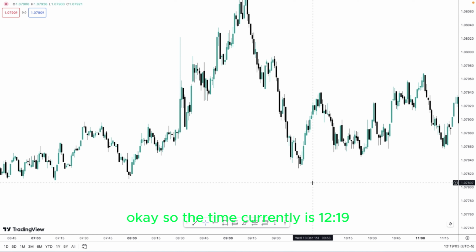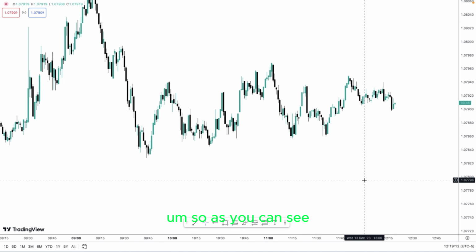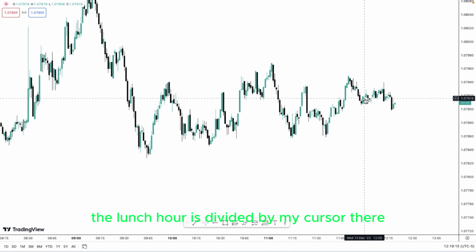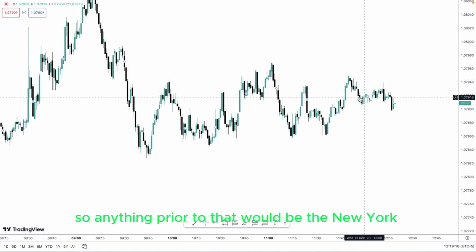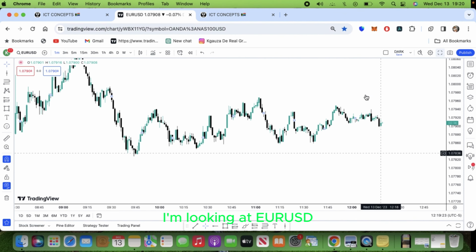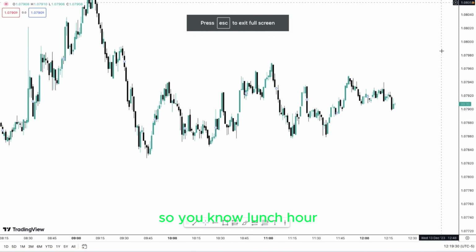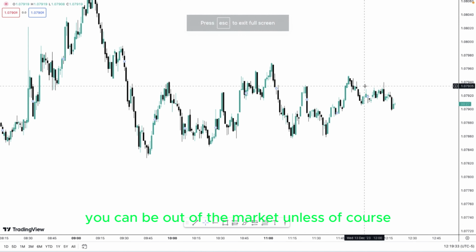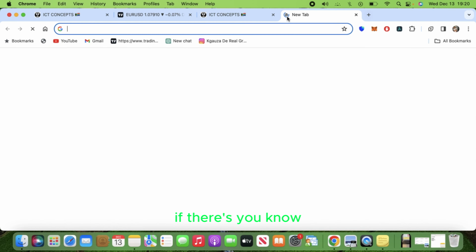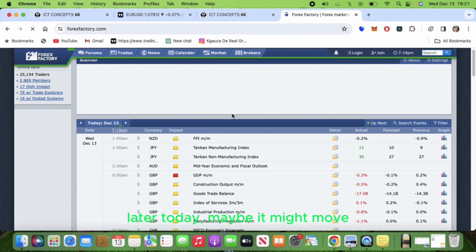Okay. So the time currently is 12:19. We're 90 minutes inside the lunch hour. As you can see, the lunch hour is divided by my Saturday. Anything prior to that would be the New York AM session, right? I'm looking at Euro USD. With the Euro, we don't have a PM session, so lunch hour, you can be out of the market unless, of course, there's fundamentals or manual intervention coming in later today.